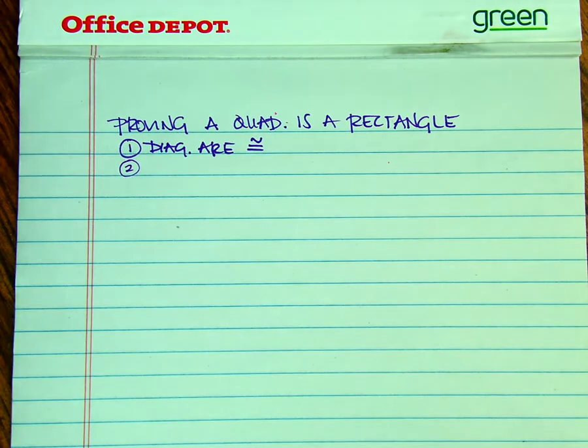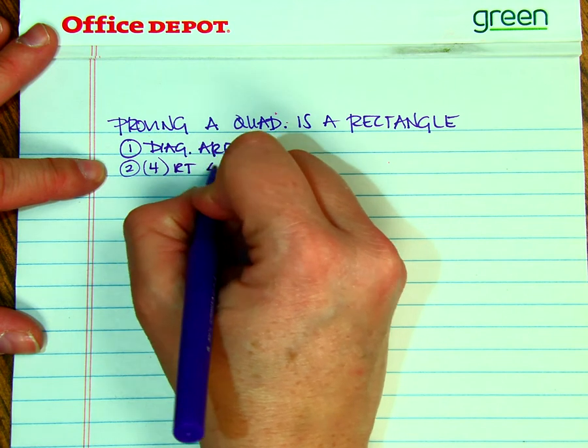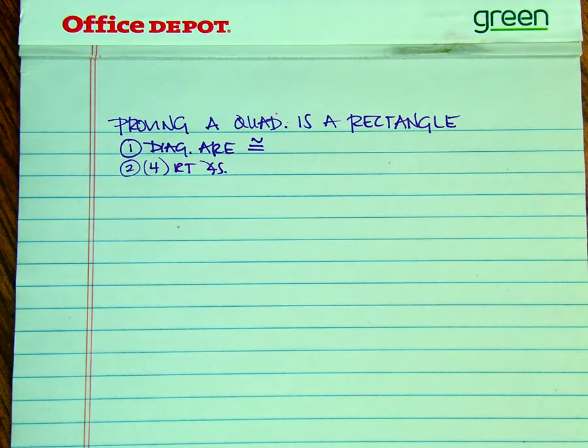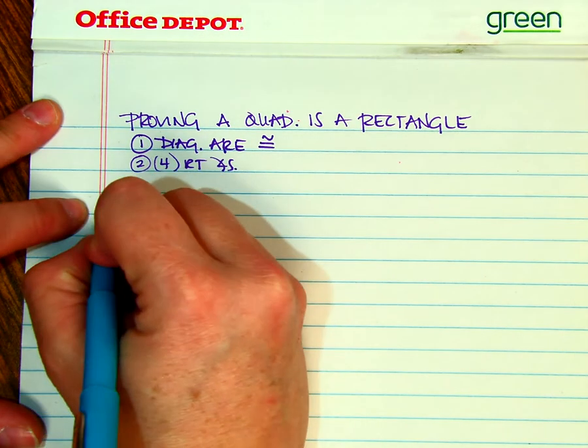And another thing that makes a rectangle is that we have 4 right angles. Okay, so I can use those two ideas in this problem. So example 1.